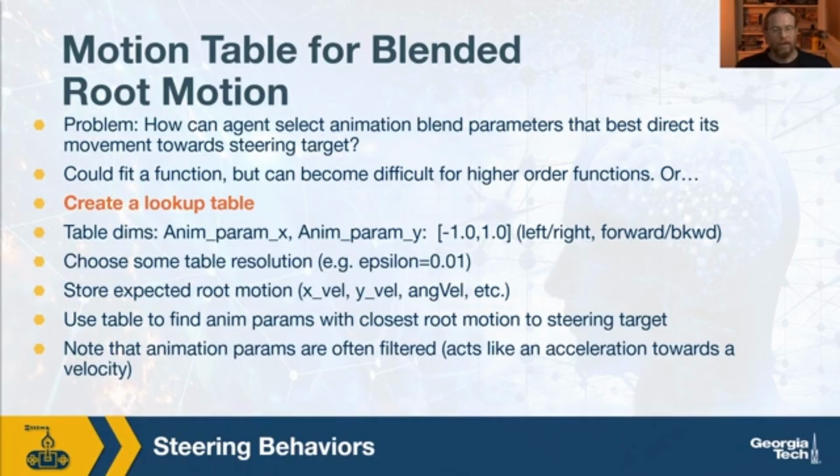So what you really want to know is, what is the result? What is the output of the animation system if you pass it these parameters? So you can tell it will turn a little bit to the left or a little bit to the right. So one thing you could do is just fit a function to what the animation system does, and you just do this empirically.